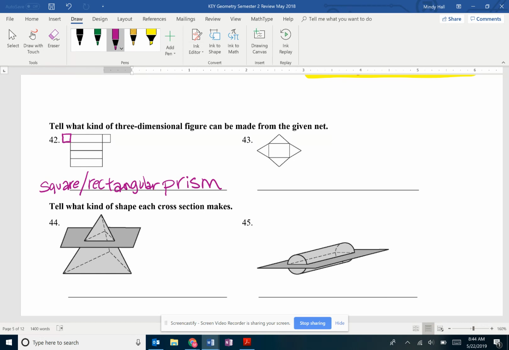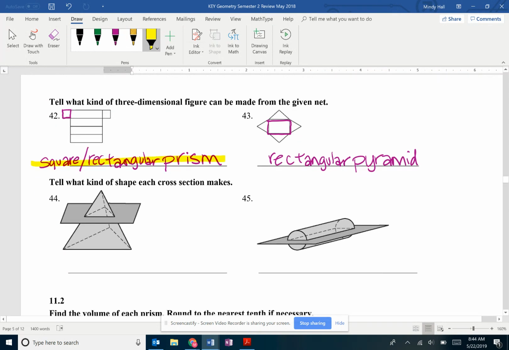For this one, I noticed that I only have one base. So because there's only one base, it is a pyramid. And the shape of my base is a rectangle, so it is a rectangular pyramid. And again, you're just picturing if you were to fold these little flaps up, what shape would it make?